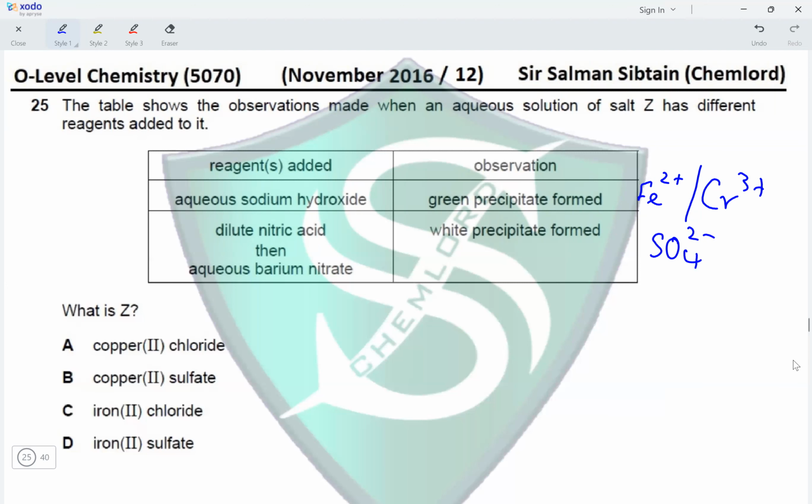So what is that? Copper chloride. Both of these ions are not present. Copper sulfate. Copper isn't present, sulfate is present. Iron 2 chloride. Iron is present, chloride is not present. Iron 2 sulfate. Iron is present, sulfate is present. Therefore, the correct option for this question is option D.